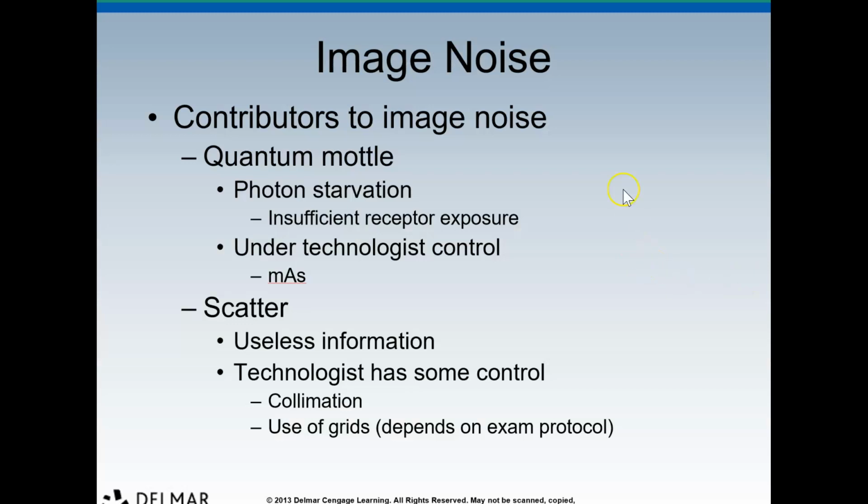Again, the things that contribute to image noise: quantum mottle, which is insufficient exposure to the IR, and that is under our control because we can control how much mAs we choose to make the exposure with. And then scatter is useless information. We cannot use it to diagnose. We have some control over that. We can try and control its production by collimating our images and using grids that help clean up the scatter once it is produced.